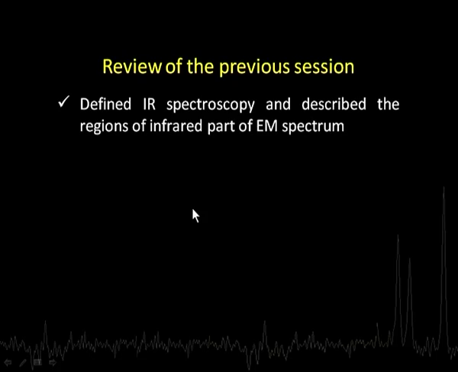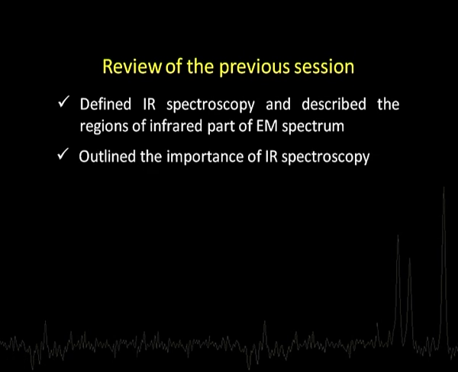With that kind of an outline, let's start by recalling what we did in the previous session. We basically defined what IR spectroscopy is and described the regions of the IR part of the EM spectrum. Having done that, we moved on to outlining the importance of IR spectroscopy, wherein we discussed in what all possible ways we can make use of IR spectroscopy, which we will talk about in detail at a later stage.